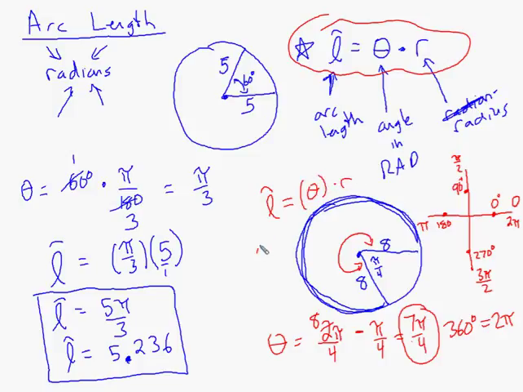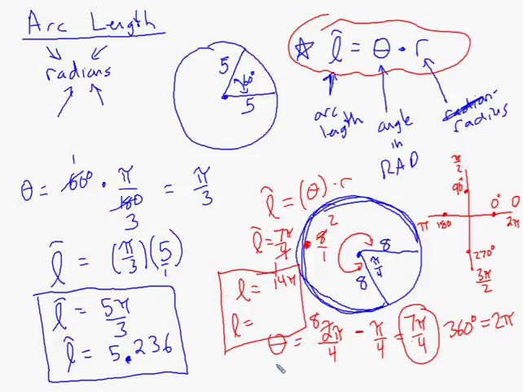Times radius. So theta is 7 pi over 4. My radius is 8. And now I just do my multiplication. What's my denominator on my 8? 1. Top times top, bottom times bottom. I can cross cancel, so I will. I get 14 pi. Done. Alright, that's my exact answer. And if I use my pi button to get an estimate, I get about, so that's my approximate symbol, 43.983.